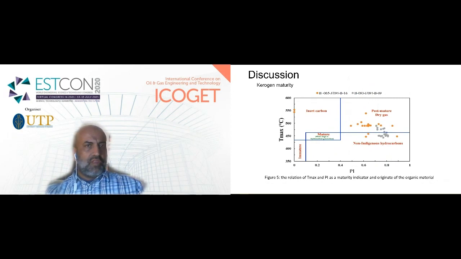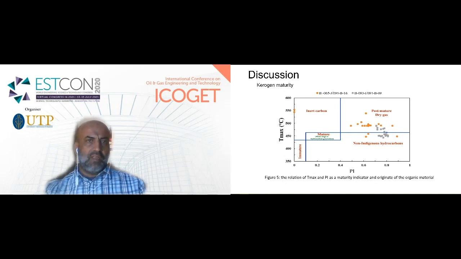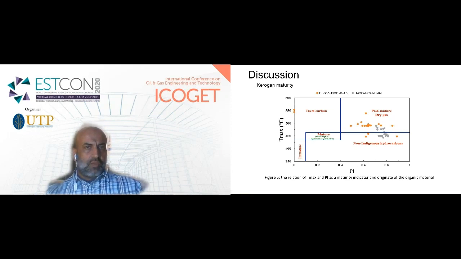Another way to determine the maturity is plotting Tmax with BI. We can notice that all the samples are falling in the post-mature dry gas window. Also, we can notice that there are non-indigenous hydrocarbons, which may explain why the S1 is higher than the S2 in the pyrolysis results.